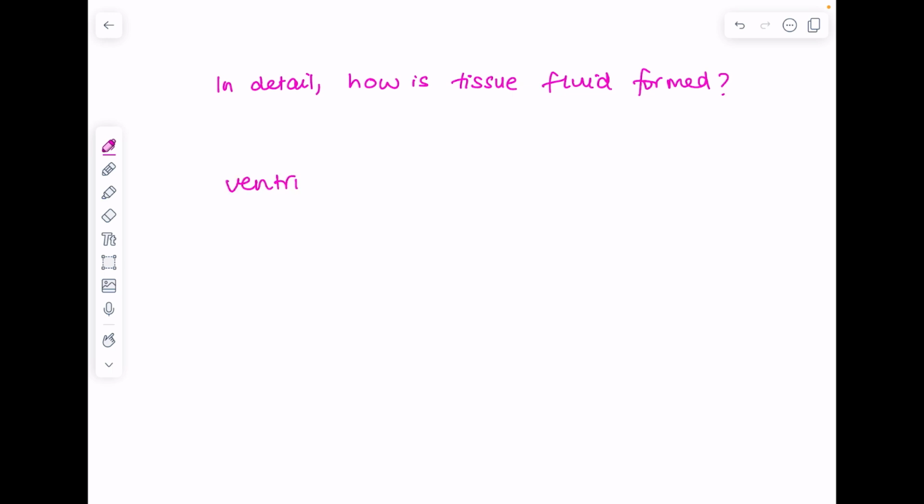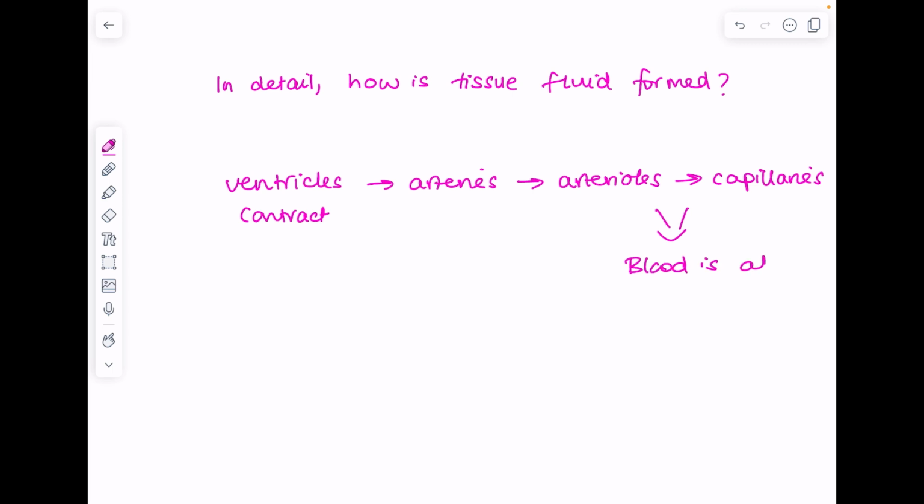So I'm really going to spell this out. The ventricles contract, forcing blood into the arteries, then onto the arterioles, then into the capillaries, and as such that blood is at quite high pressure really. And what do we call that pressure? We call it hydrostatic pressure.